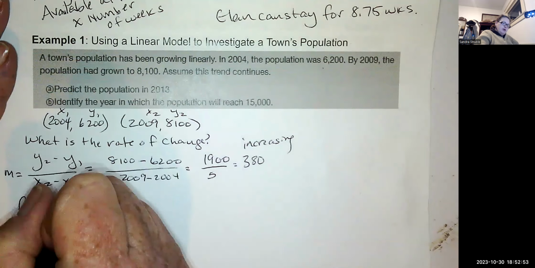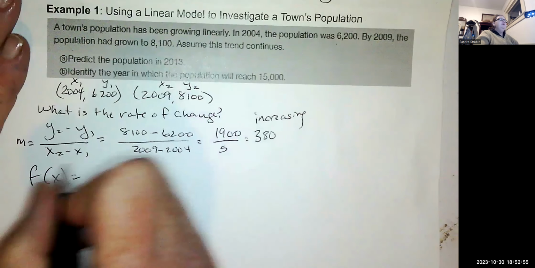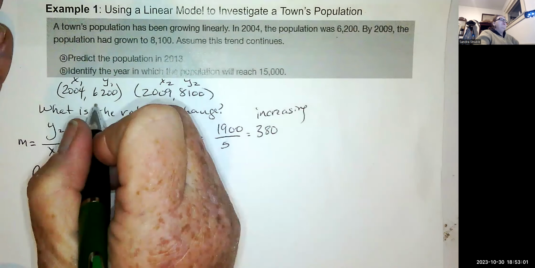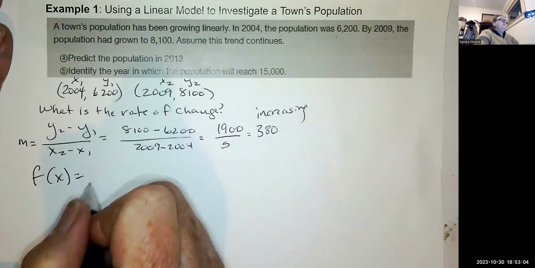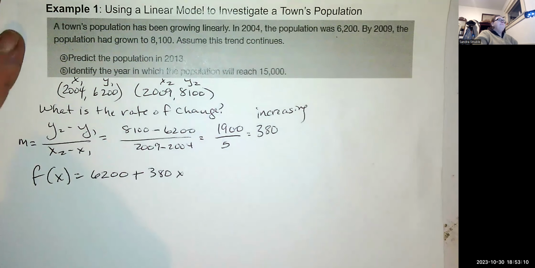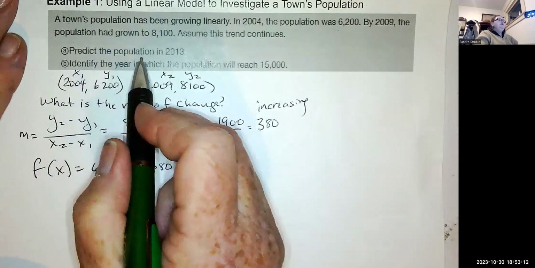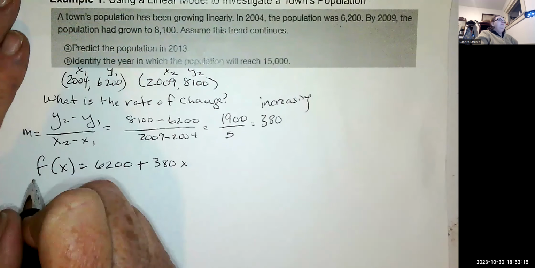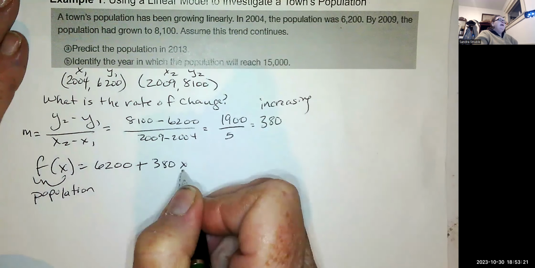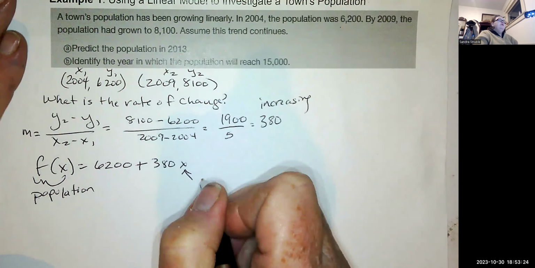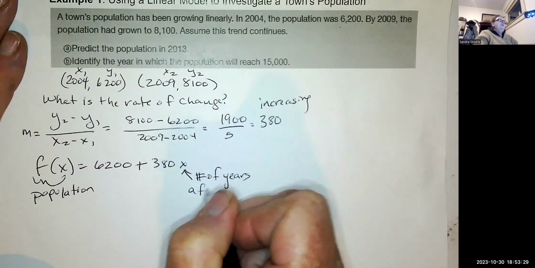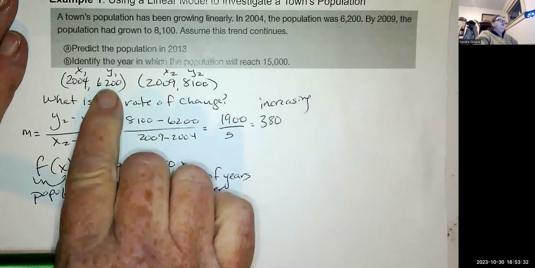So the rate for a function, my next question would be, write a function to represent what's happening. And they started off with 6,200. And they're increasing at 380 per year. Okay, and now they want us to predict the population in 2013. Well, the population is f of x. The x itself is the number of years after the 6,200, which was 2004.